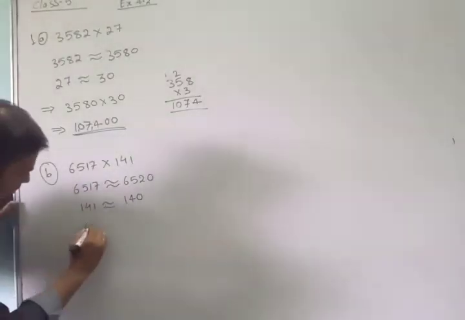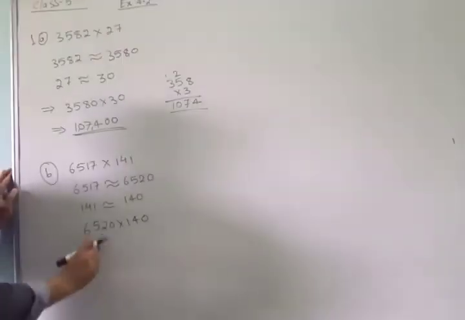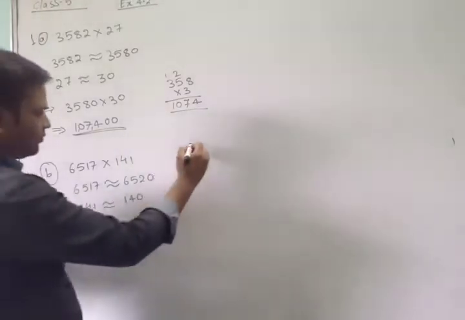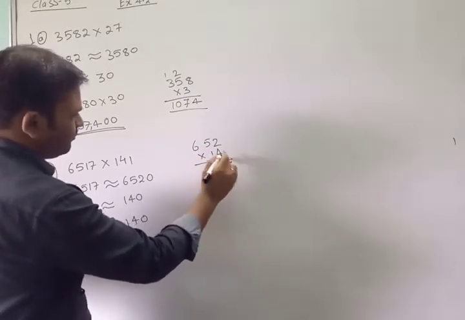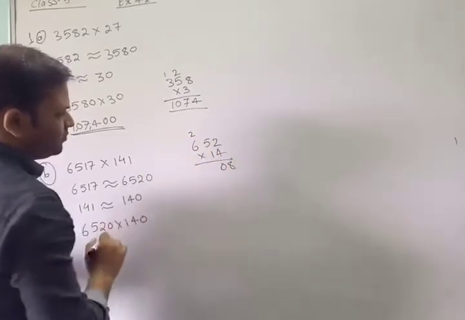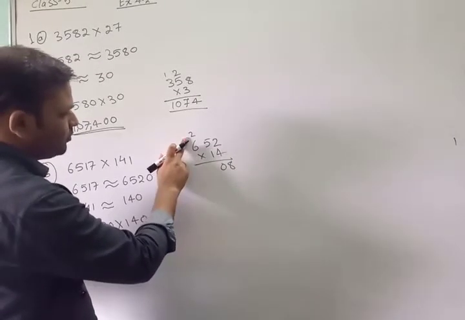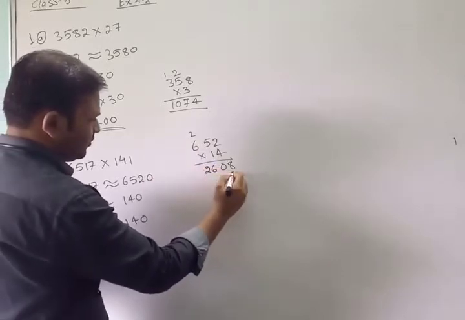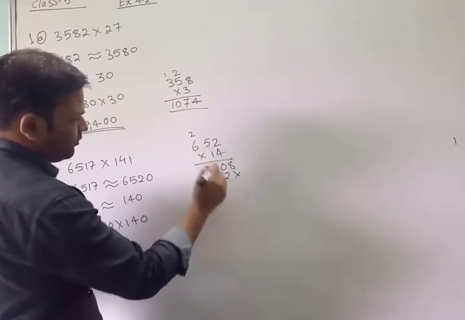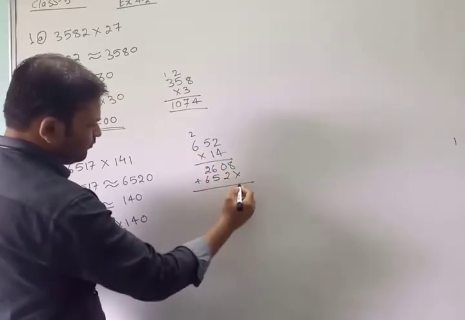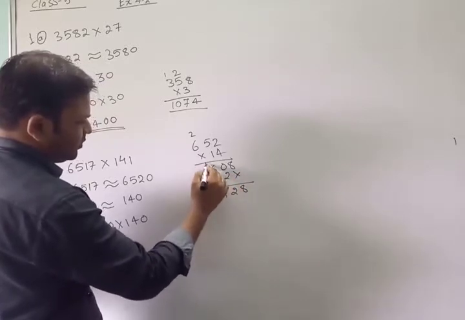Now multiply both the numbers. 6520 multiplied by 140. Just multiply 652 and 14. 4 2s are 8, 4 5s are 20, 0 carry 2, 4 6s are 24, 24 plus 2, 26. Multiply 1 into 2, 2, 1 into 5, 5, 1 into 6, 6. Then 8, 0 plus 2, 2, 6 plus 5, 11, 1 carry 1, 6 plus 2, 8 plus 1, 9.